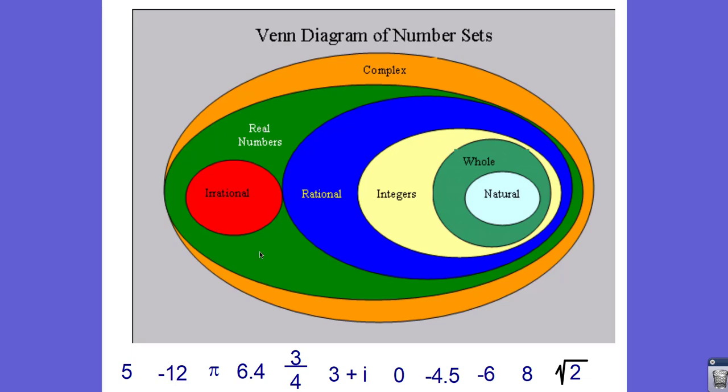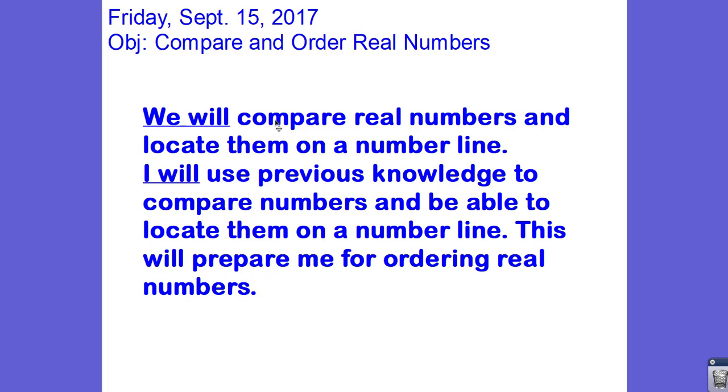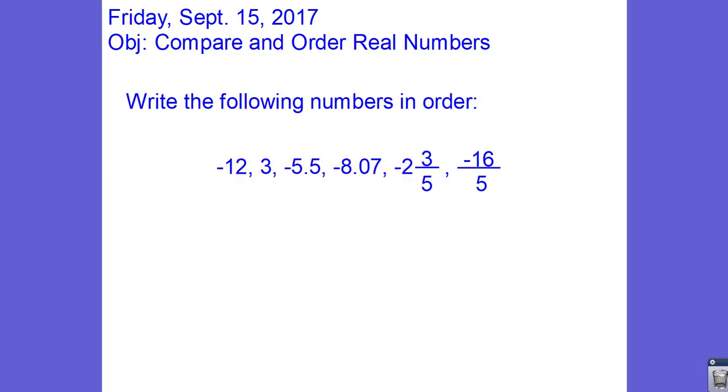Then you have real numbers. Real numbers are pretty much every number that you know about, and they are any number that can be put on a number line. And then we have complex numbers, and complex numbers are a combination of real numbers and imaginary numbers in the form of a plus bi, where a and b are real numbers and i represents the first imaginary number. So today what we're going to attempt to do is learn to compare and order real numbers and locate them on a number line. So let's see if we can do that.